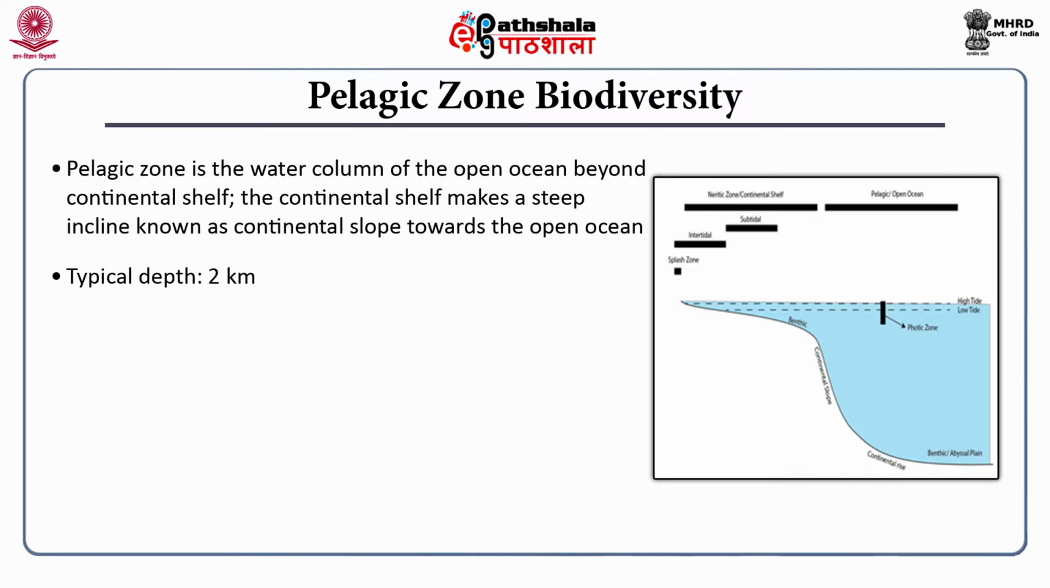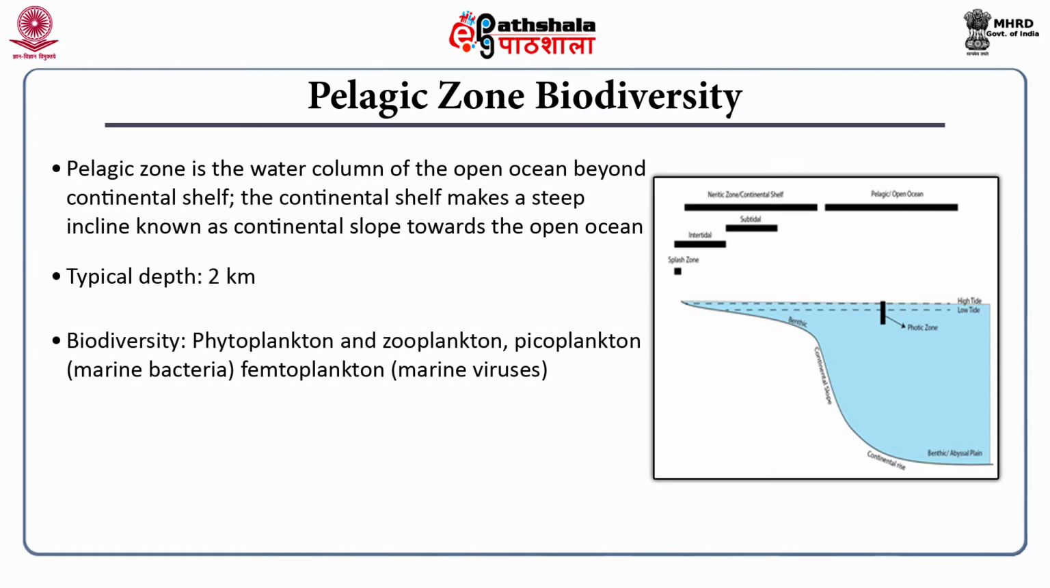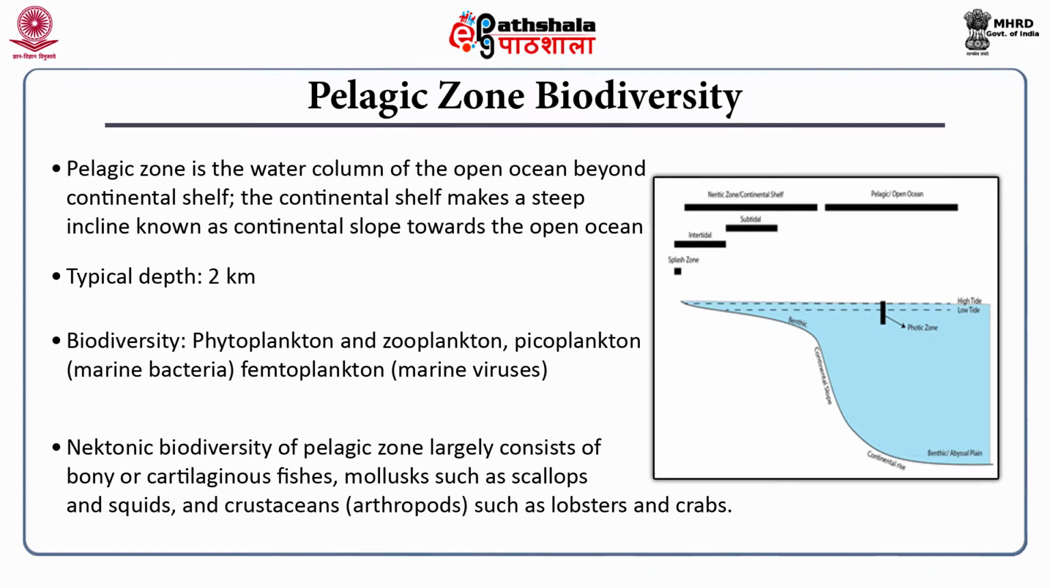Typical length is 2 kilometers. Biodiversity includes phytoplankton, zooplankton, and picoplankton, marine bacteria, femtoplankton, marine viruses. Nektonic biodiversity of the pelagic zone largely consists of bony or cartilaginous fishes, mollusks such as scallops and squids, crustaceans including arthropods such as lobsters and crabs.